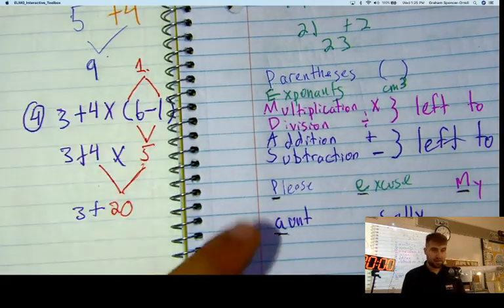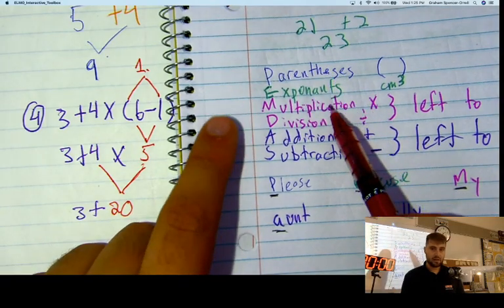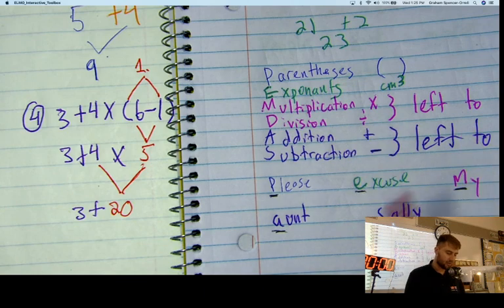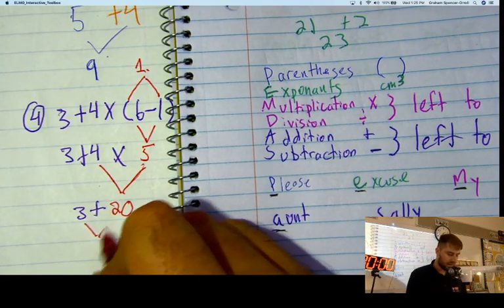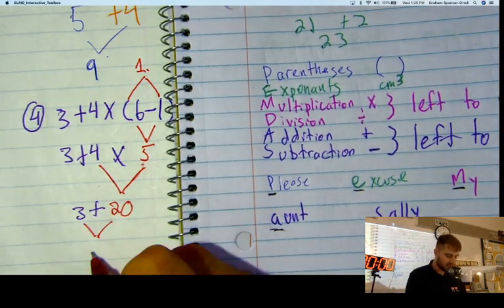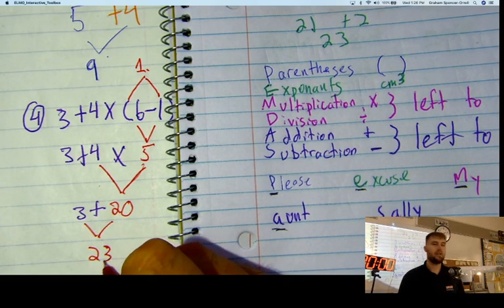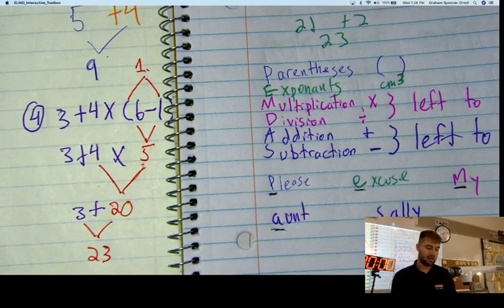All right, so we've done parentheses, exponents, multiplication and division, and that just leaves addition and subtraction. So now we just have one thing left. It is addition. 3 plus 20 is 23. And there you have our answer.